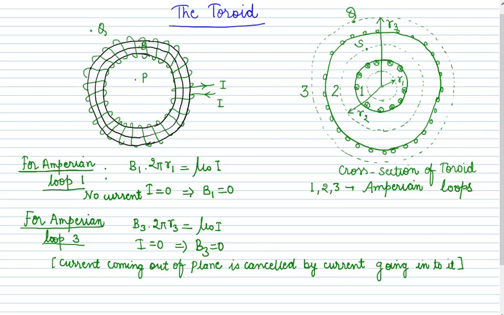Now the only Amperian loop we are left with is Amperian loop 2. So let us move to Amperian loop 2. We can write down B into 2 pi R2 is equal to mu naught I. And if we take the total number of turns as capital N, the current flowing will be N into I. So B into 2 pi R is equal to mu naught N I.